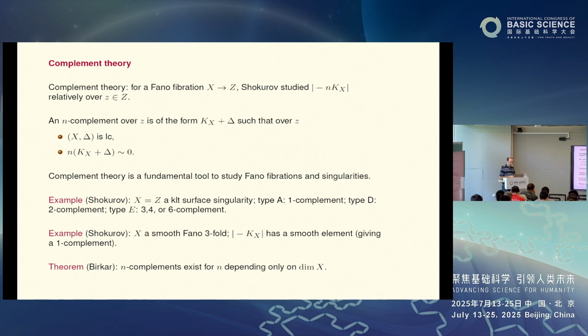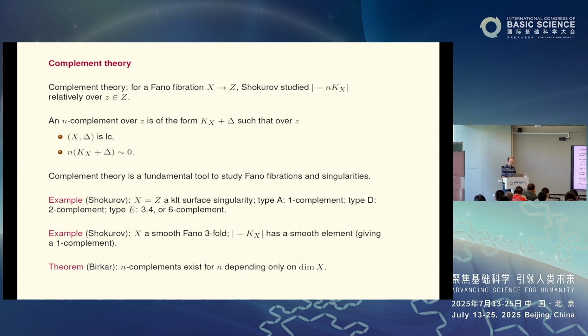In dimension 3, another example is if you take a smooth Fano threefold, then you always have a 1-complement. In fact, inside of this minus K system, you can find a smooth element, which is a K3 surface, and that gives you a 1-complement. This complement story also plays a key role in the proofs of existence of flips, which I discussed before, in dimension 3. So that was one of the key ingredients of, for example, Mori's proof, and later on Shokurov's proof. Basically, you take a complement in order to construct the flip.